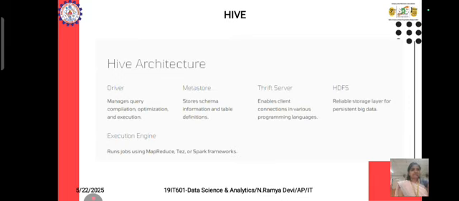Here the metastore takes care of storing the schema information and also the table definitions. The thrift server enables client connections in various programming languages, and the HDFS is a reliable storage layer for persistent big data, and also the execution engine runs jobs using MapReduce, Tez, or Spark frameworks.